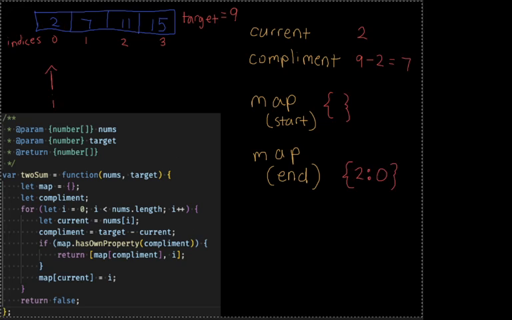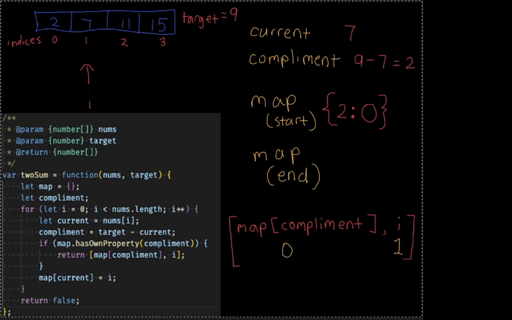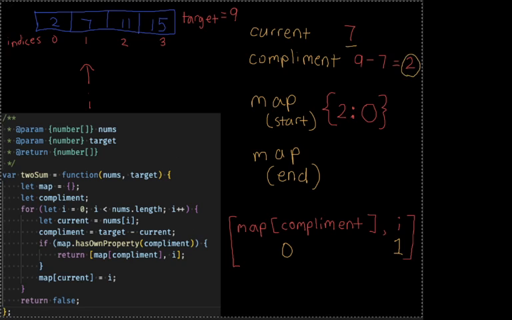When i equals 1, the value we see is going to be 7, and its complement will be 2. Now, what it's going to do is look inside of the map and see if it contains the complement of 2. And we'll see that it does, of course.